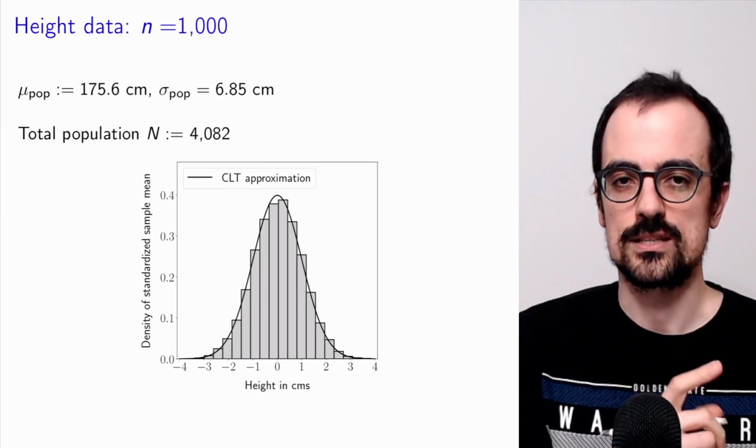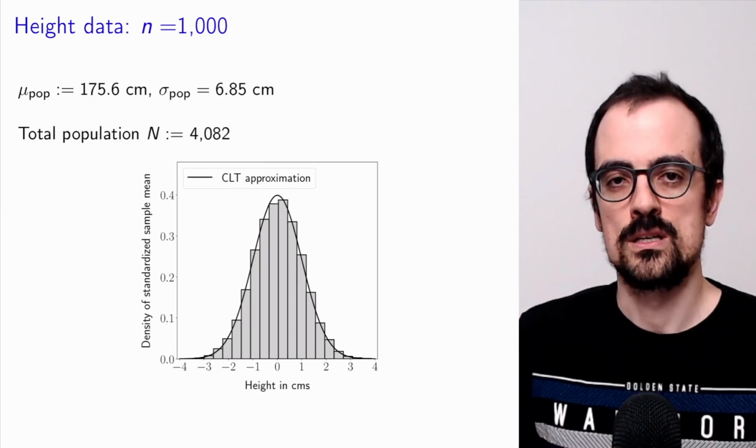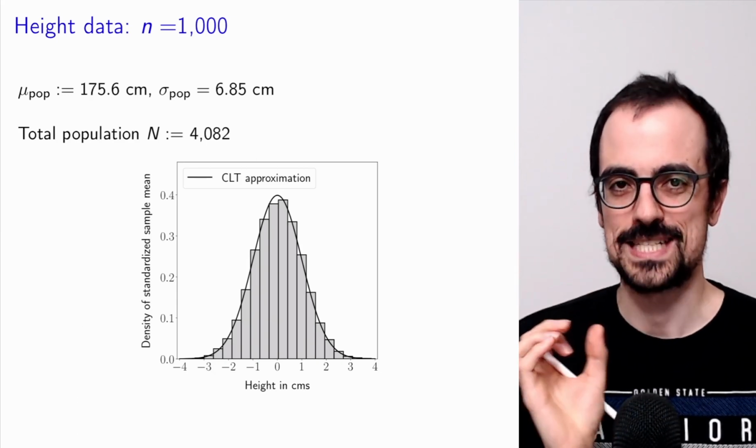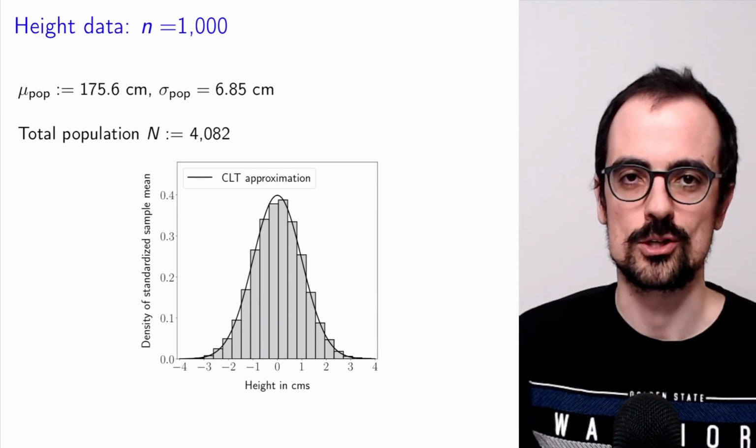Realize, by the way, that this is just to sanity check that the central limit theorem holds. In practice, we would only get one batch of samples of size n, and we're going to see how to deal with that when we talk about confidence intervals.